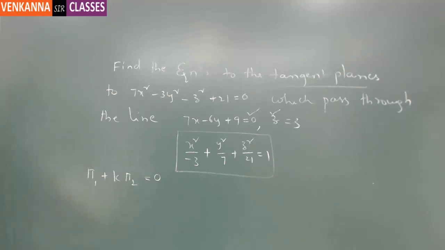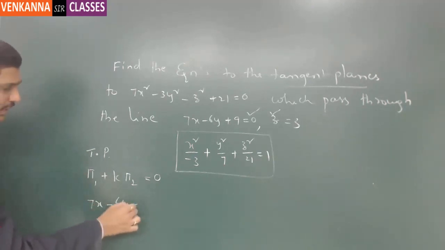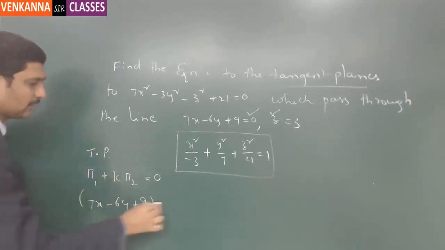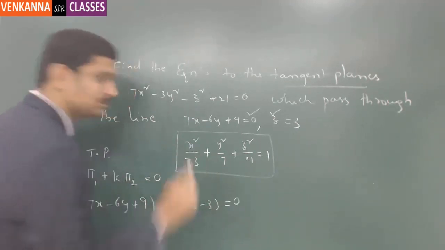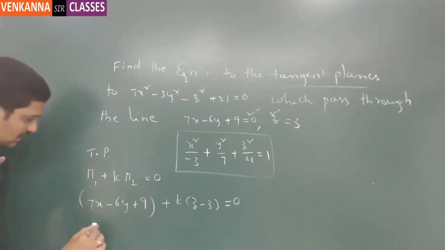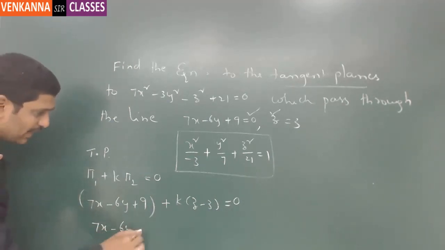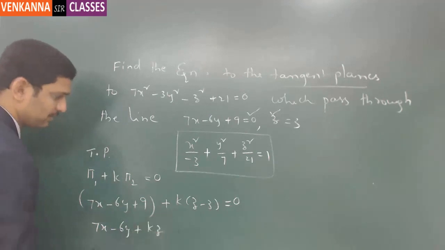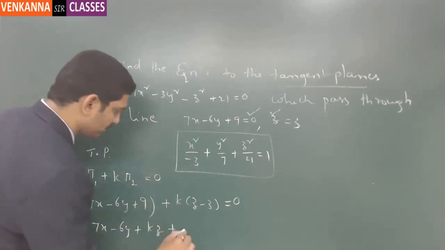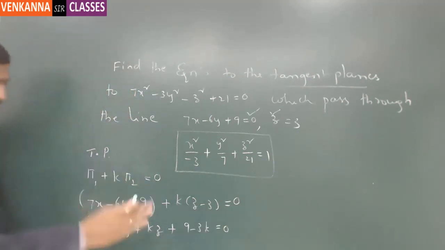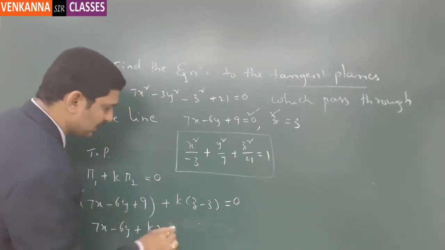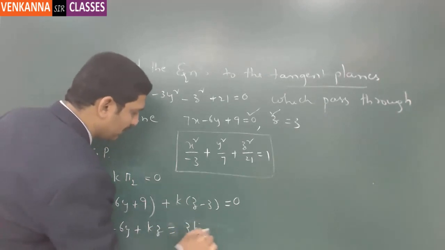This is the required tangent plane. So it is nothing but 7x minus 6y plus 9 plus k into z minus 3 equal to 0. It is nothing but 7x minus 6y plus kz plus 9 minus 3k equal to 0, or you can write it as is equal to 3k minus 9.